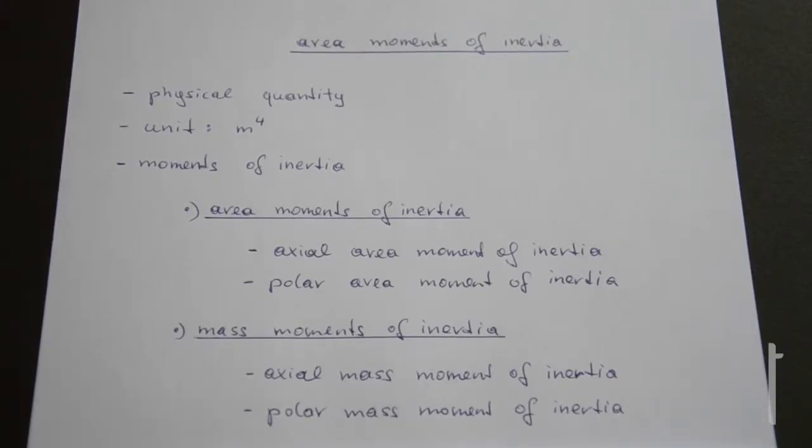The axial area moment of inertia measures the resistance of a solid figure to bending, and the polar moment of inertia measures the resistance of a solid figure to torsion. Actually, the so-called section modulus is a measurement for the resistance of a solid figure to any kind of load, but it is connected to the area moment of inertia. Now I prepared a little example for you.